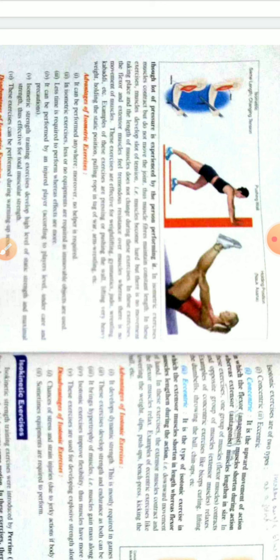Isometric strength training exercise develops a high level of static strength, meaning there is no movement. So isometric exercise helps to develop static strength as well as maximum strength. Thus it is effective for total muscular strength. This exercise can be performed during the warming up session as a warming up.